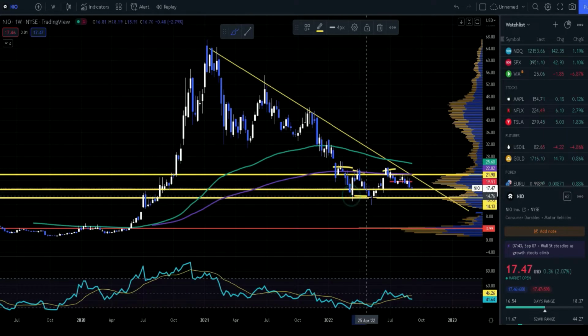Also, we can see the price was making a lower low, whereas the RSI was making a higher low over here, giving us a bullish divergence, which gave us the pump from $14 till $23.